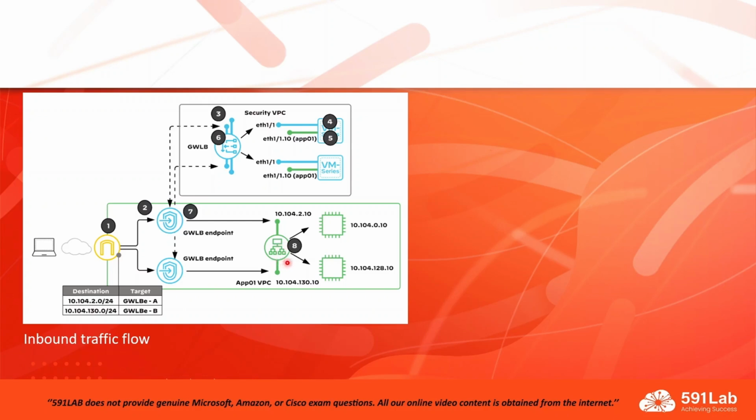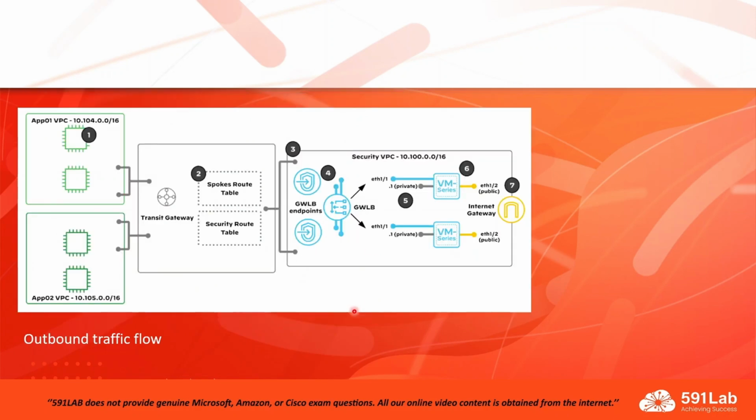This is the architecture of the inbound traffic flow. So the traffic will come from the internet and hit the application. The second one is the outbound traffic flow. The outbound architecture is as follows.